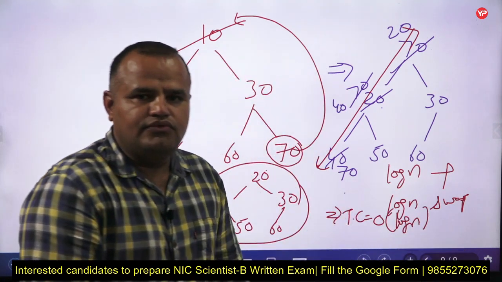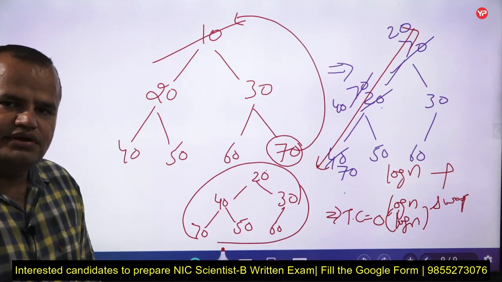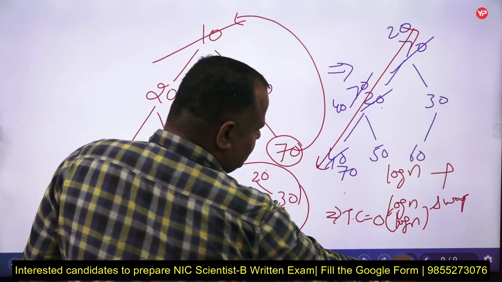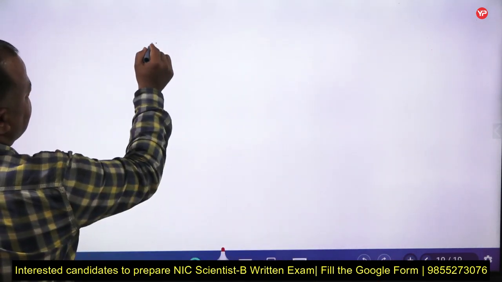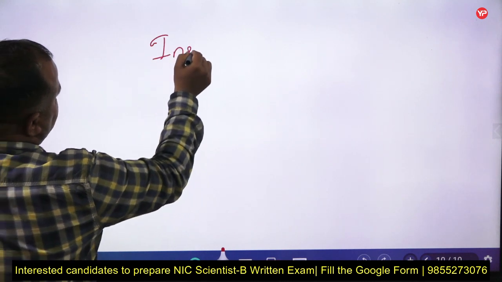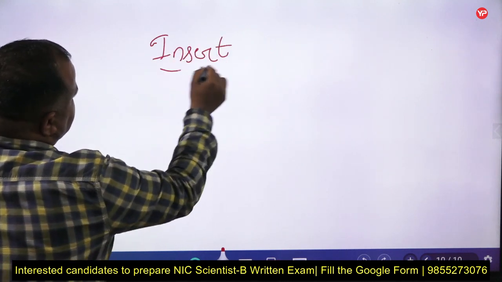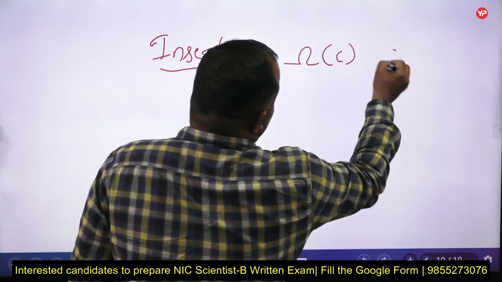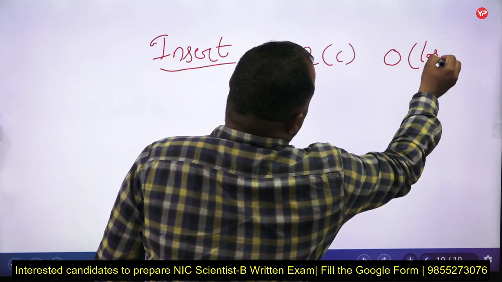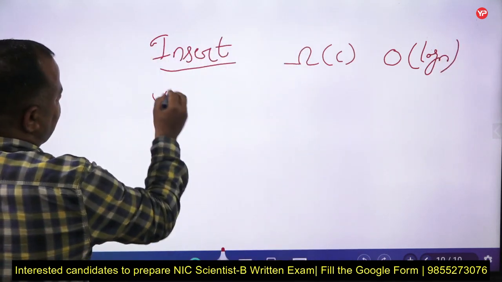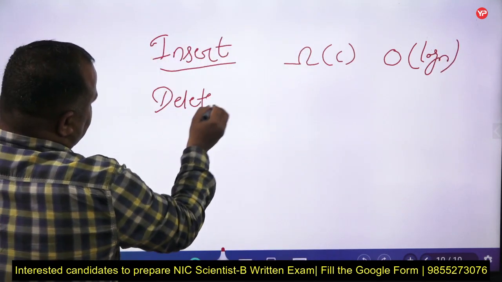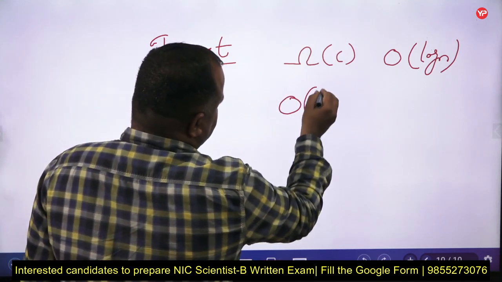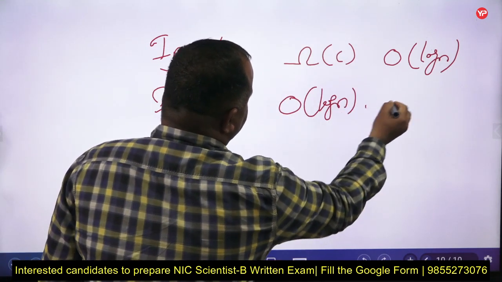Fine. So we have seen two operations, that is insert and delete. Moving on to the conclusion part: to insert an element in a min heap or max heap, the best case time complexity is constant and the worst case time complexity is log n. But in case of delete, the time will be log n only.